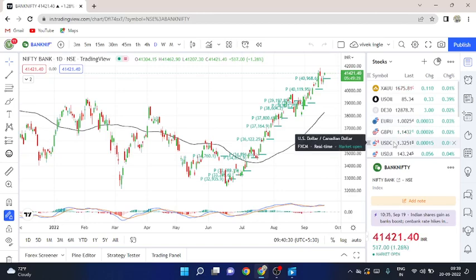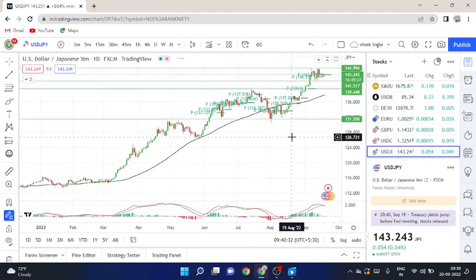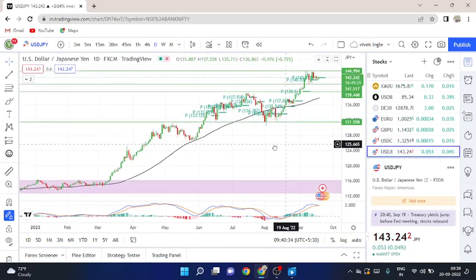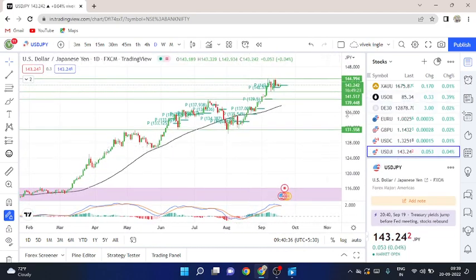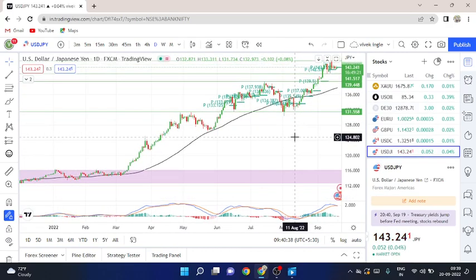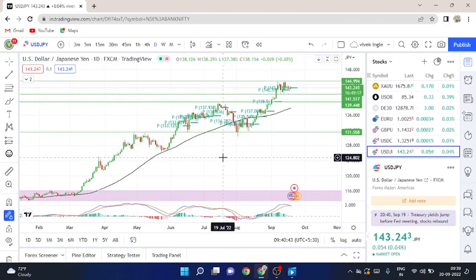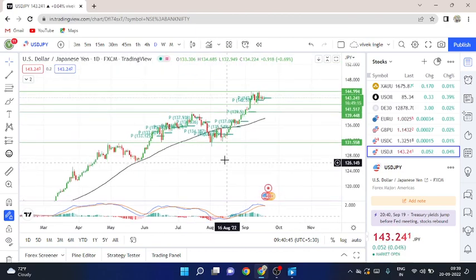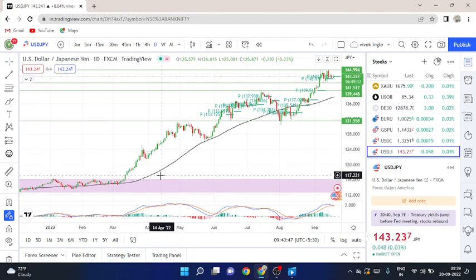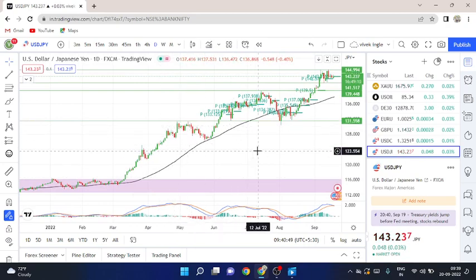Friends, today we are analyzing a currency pair which is generally known as USD/JPY. Friends, you can observe it here. This currency pair is in a very nice uptrend. You can see, friends, every time it is making new highs.